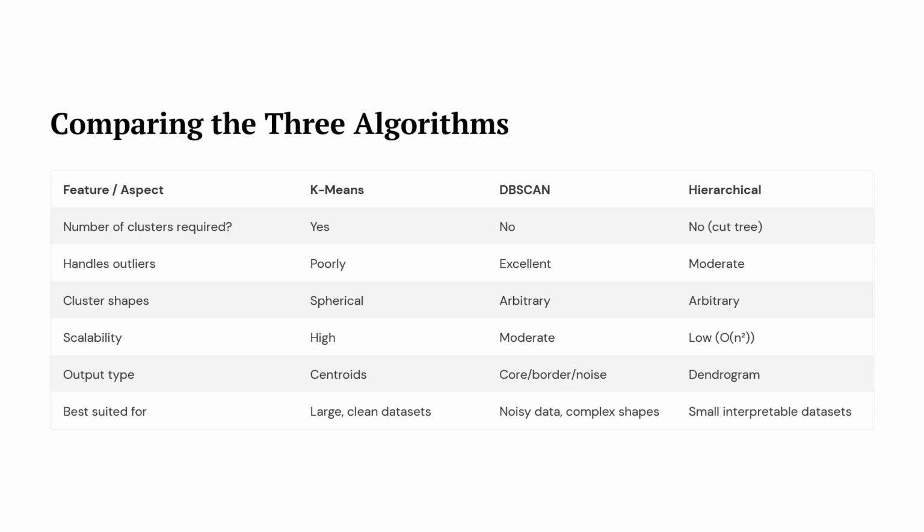So here is the summary. Choose K-means for speed, DBSCAN for messy real-world data, and hierarchical when you want insight and structure in smaller datasets.